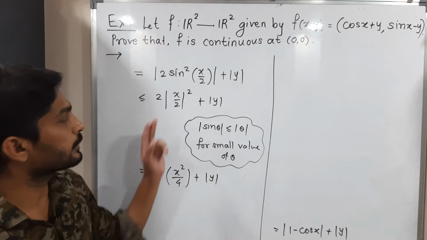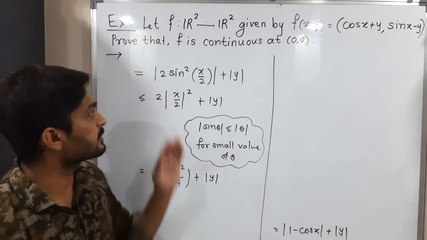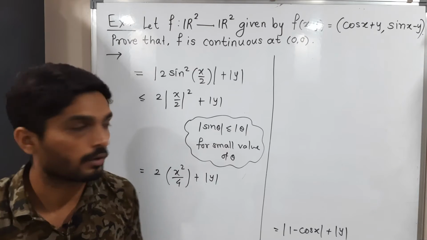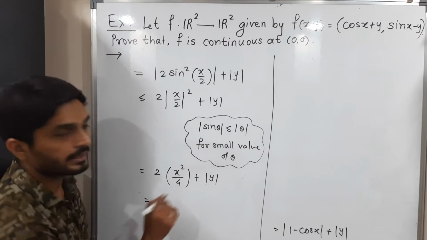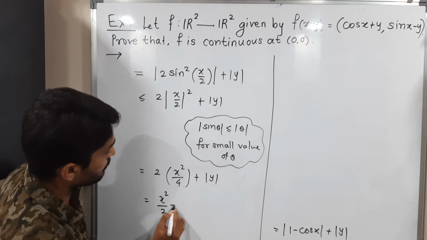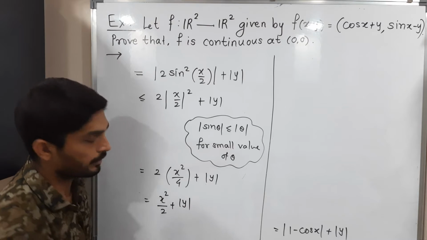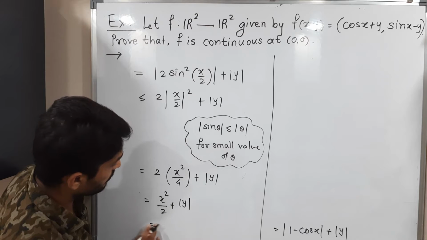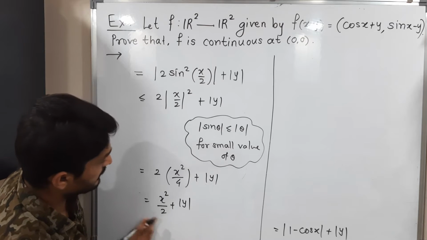So actually there is no need to consider mod, okay, since square is there and it cannot be negative, so there is no need to consider mod. So this is equal to, 2 will get cancelled, and we will have x square by 2 plus mod y. Okay, so this thing we have, x square we will keep as it is.